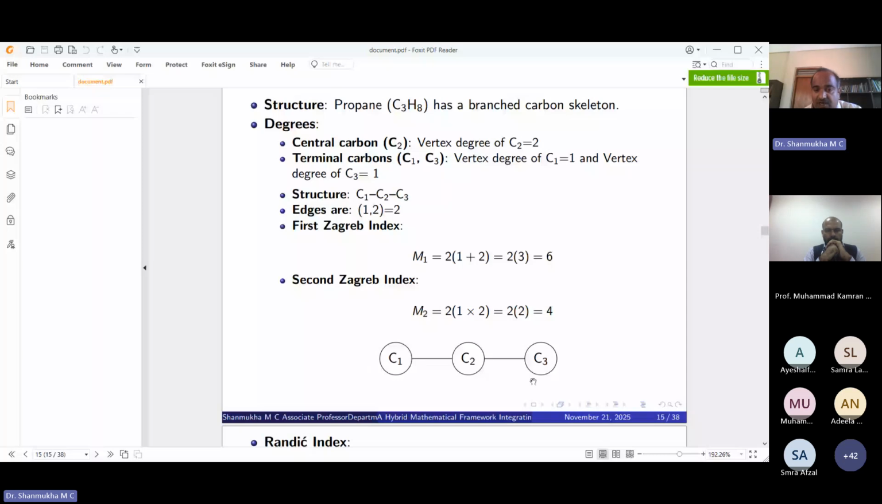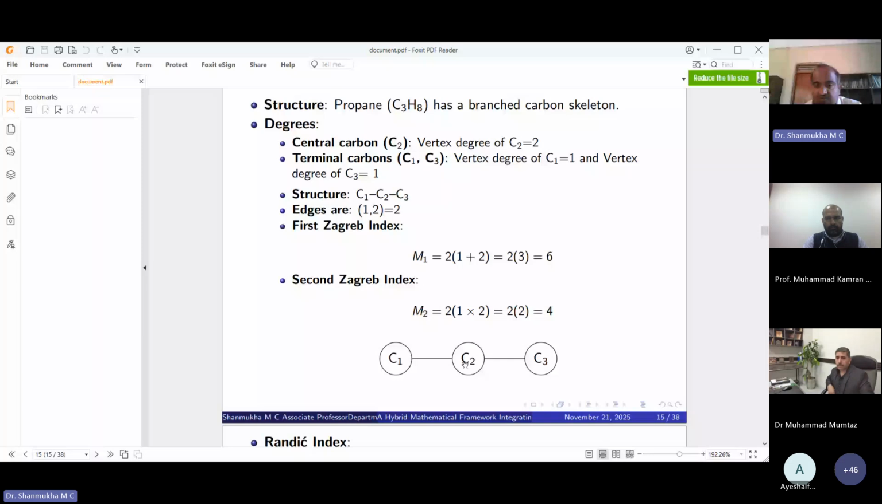Here C1 is connected to C2, and C2 is connected to C3, with C2 as the central carbon. The vertex degree of C2 is equal to 2. It means that two edges are connected to C2, so the degree of the vertex is equal to 2. Then the terminal carbons C1 and C3. Here only one edge is connected to C1, so the degree of vertex C1 is equal to 1. And the vertex degree of C3 is equal to 1.